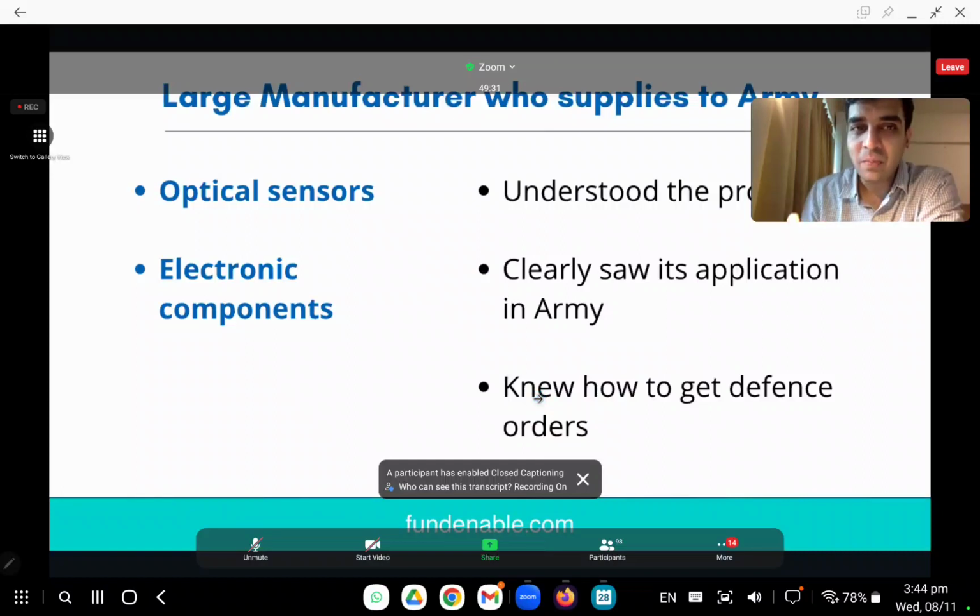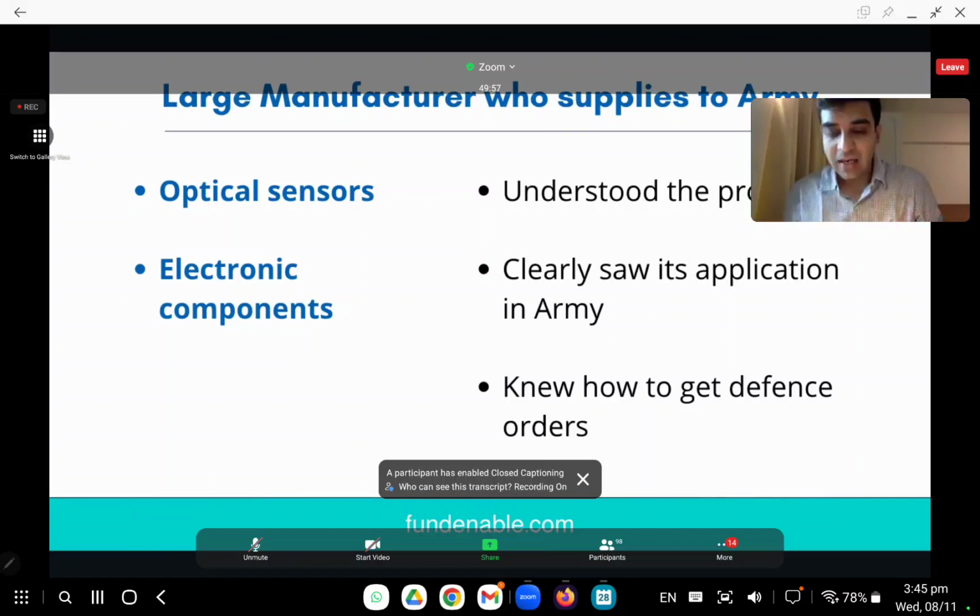One of the companies, which was providing optical sensors and electronic components to the Army, found this a great investment opportunity. They said, boss, I really understand the product. Some of my electronic components can actually be used in your remote ICU. I also know how to get defense orders, how to get that access, and what the process is, and so on and so forth.